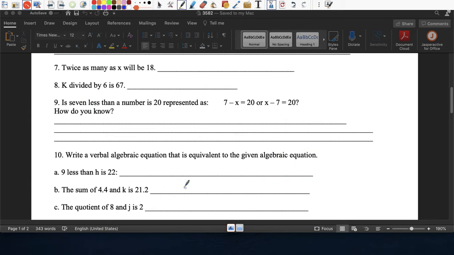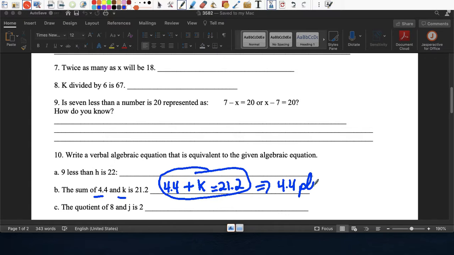So sum, what is sum? Sum is addition. Who are we adding? 4.4 and K equals 21.2, right? So now that we can see, podemos ver eso, we can write it. So how can we write it differently? In vez de sum, we can write 4.4 plus a number que no conozco, K, is 21.2. Okay.